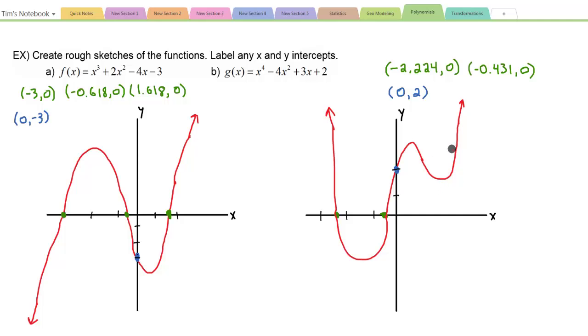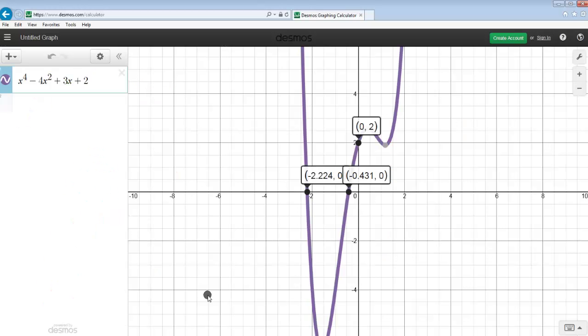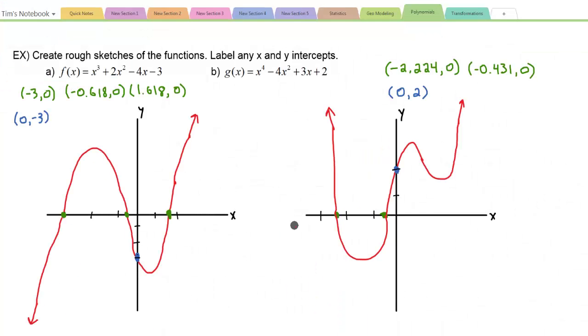So that's going to be a rough sketch for this polynomial right here, g of x. You can match it with the one in Desmos, and this is the one in Desmos, and this is the one on our paper. Again, it's not terribly accurate, but we're just looking for the x and y intercepts to make sure that they're accurately plotted, and you know that you see the shape of the polynomial.